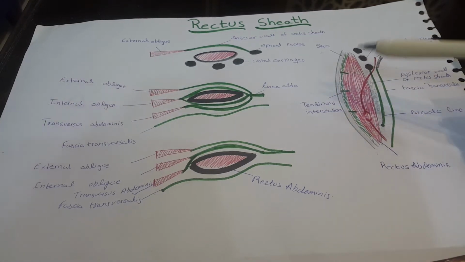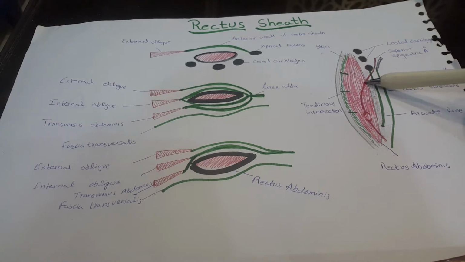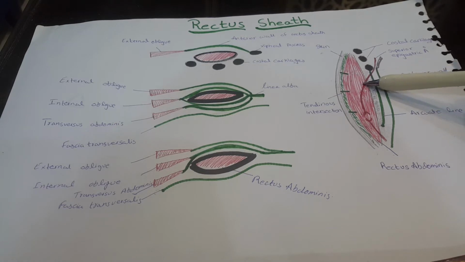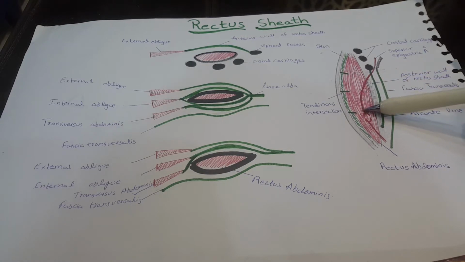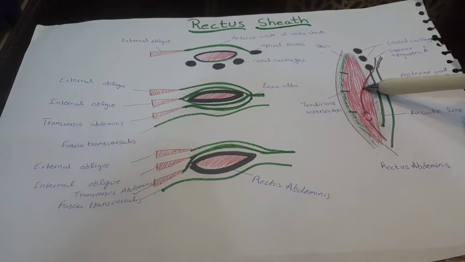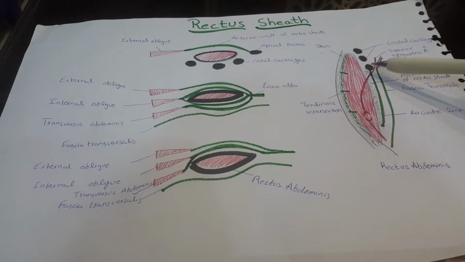As you can see in this diagram, this is superior epigastric artery. Superior epigastric artery passes between the xiphoid process and costal margin over the upper border of the rectus abdominis muscle, and it finally anastomoses with the inferior epigastric artery. So you can see in this diagram that superior epigastric artery passes between the costal margin.